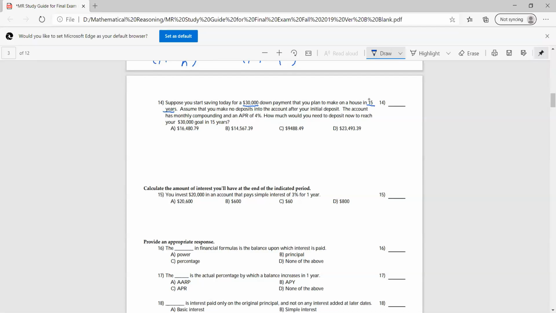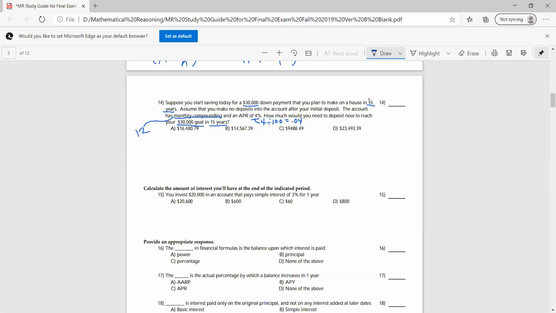Assume you make no deposits into the account after your initial deposit, and the account has a monthly compounding, so monthly, so it's going to happen 12 times a year, right? That's what that means. And an APR of 4%, so we know we're going to have to do 4 divided by 100, which is going to be 0.04. So how much would you need to deposit now to reach your goal of $30,000 in 15 years?